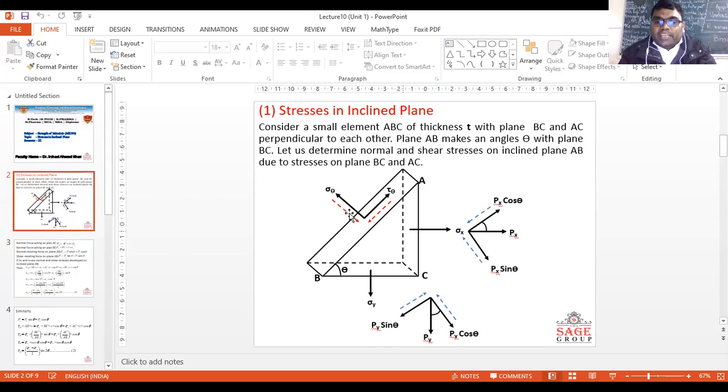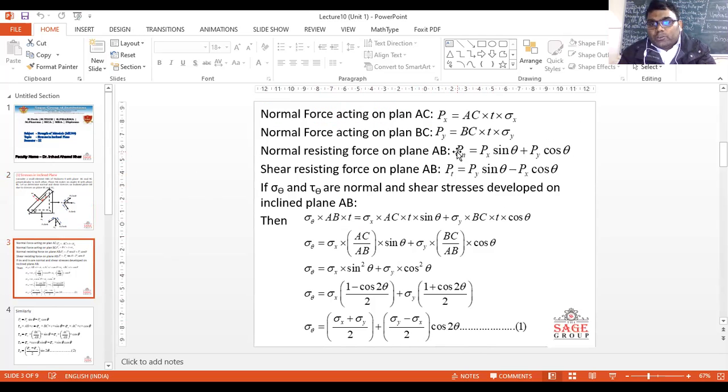AB means this AB. See my dear, this resisting force is acting downward, and in this direction and this direction. So you can write Px sin theta plus Py cos theta is equal to Pn. Pn means the normal force acting on plane AB. Now the shear resisting force on plane AB: PT, where T stands for tangential. So here you can see the shear resisting force PT is equal to Py.